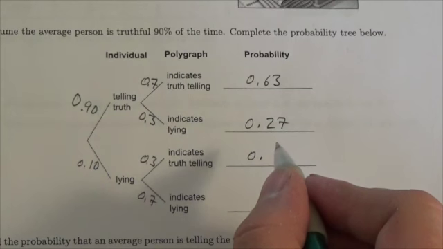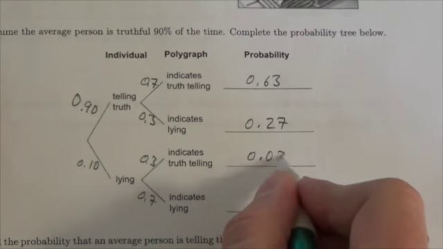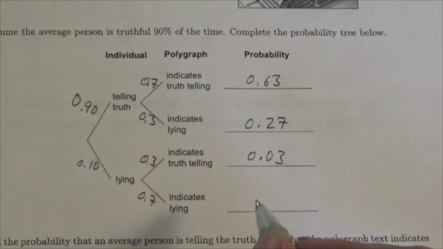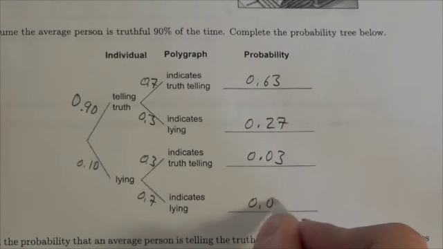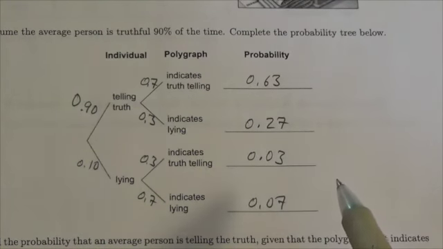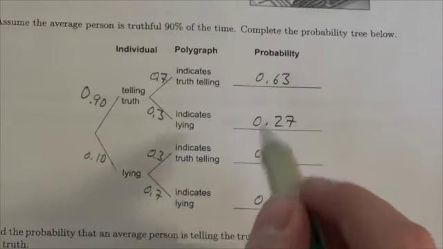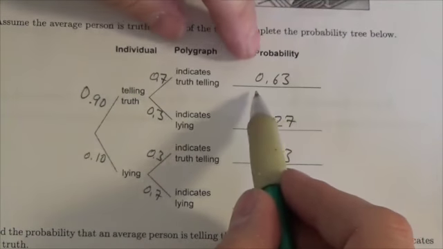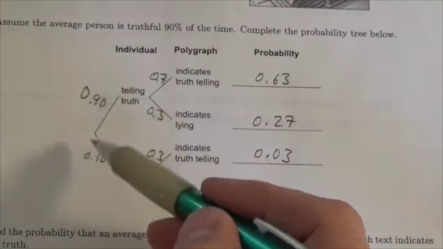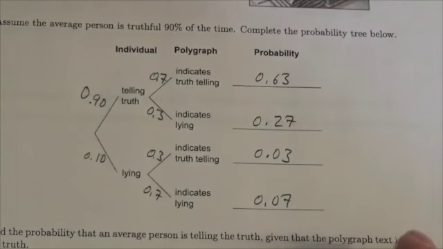Actually, I want to double check that here. All of a sudden I'm having a brain fart. This will be 0.03. And this will be 0.1 times 0.7. Now, when you add those all up, those should add up to 100%. And they do. Okay, so that's been filled in correctly. So 63% of the time, you'll tell the truth and the machine will catch you doing that.